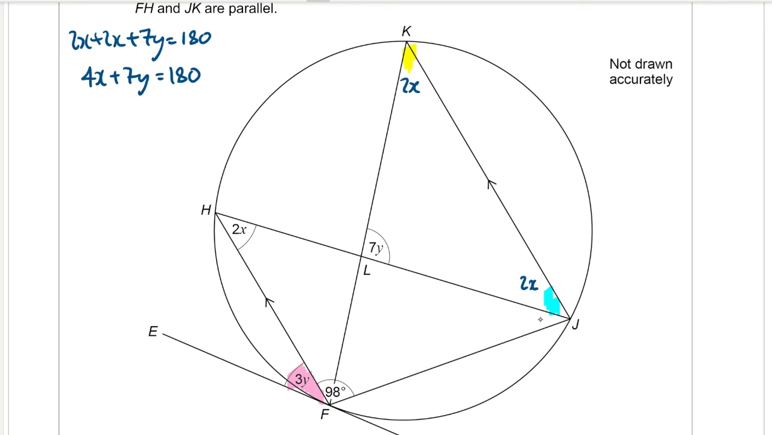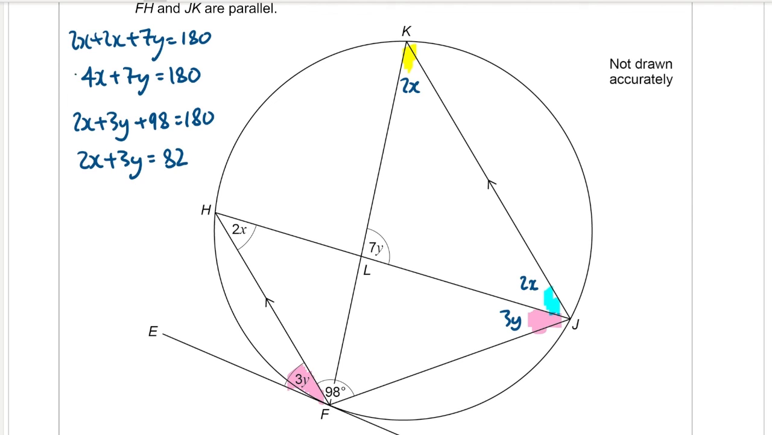And I know by alternate segment theorem that that's equal to this angle in here. If you have a tangent which meets a side of a triangle inside of the circle, then the opposite angle over here will be the same as that angle between the side and the tangent. So this in here is 3y, and that's great because now I've got this triangle where I know all of the angles. So I can write that 2x plus 3y plus 98 equals 180, which means that 2x plus 3y is equal to 82.